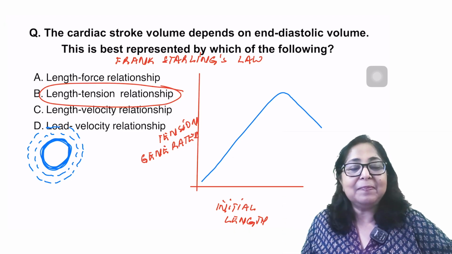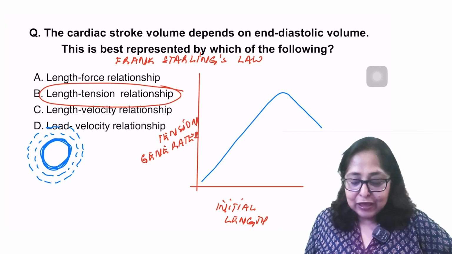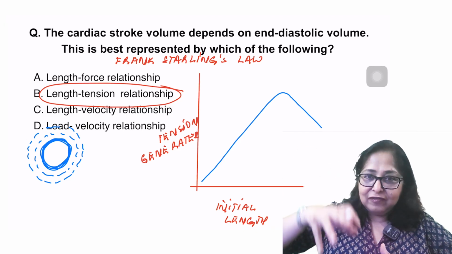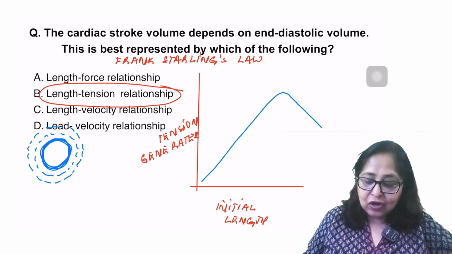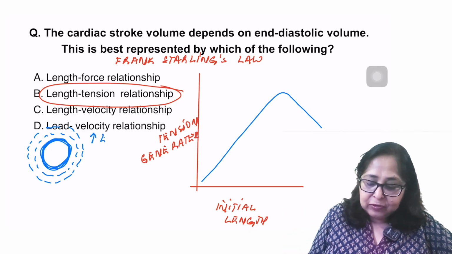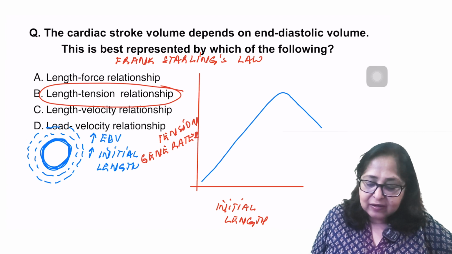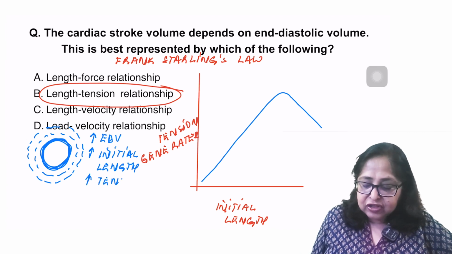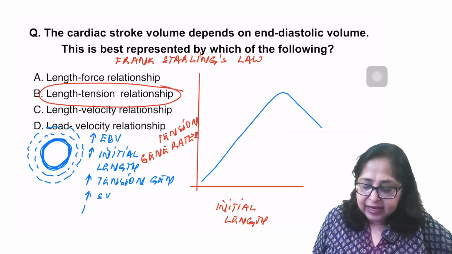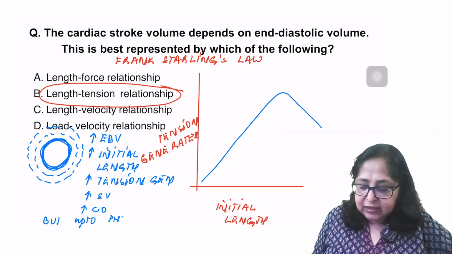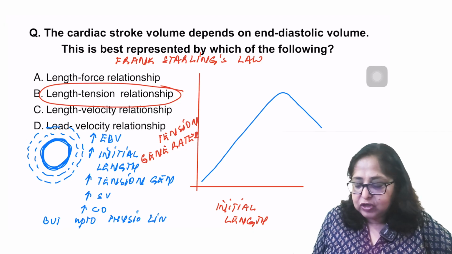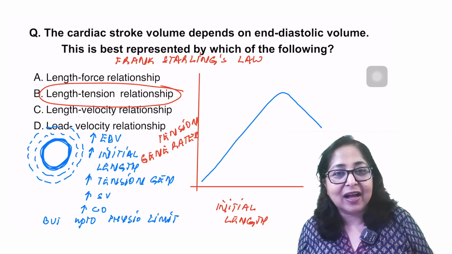And diastole is a period of filling. So more the filling, more the end diastolic volume. What will happen to the initial length? More will be the initial length. More will be the tension generated. More the tension generated, more will be the stroke volume, more will be the cardiac output, but up to a physiological limit, beyond which further increase in initial length decreases the cardiac output.